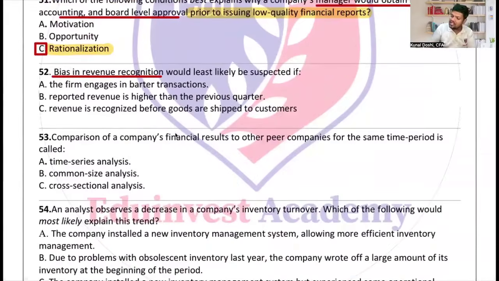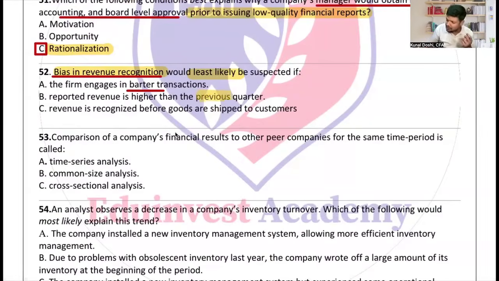Bias in revenue recognition. See, revenue recognition, what do people do in revenue recognition? They try to push more revenue. Which would least likely be suspected? So you have to detect which is not a warning sign. Okay. First of all, firm engages in barter. Is that a warning sign or not? Barter. What is barter? So instead of a cash transaction, I give you some goods and take some goods. This is one of the ways of bypassing. So that's a red flag, isn't it?